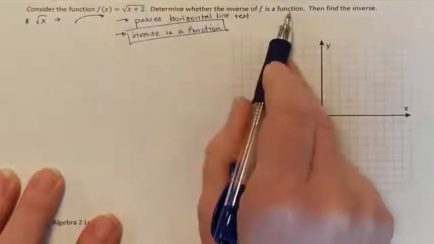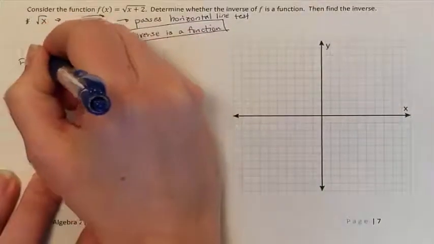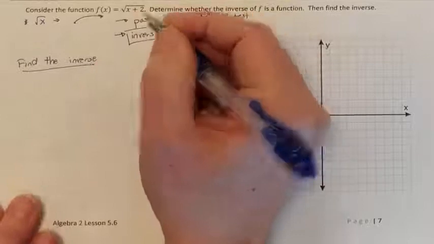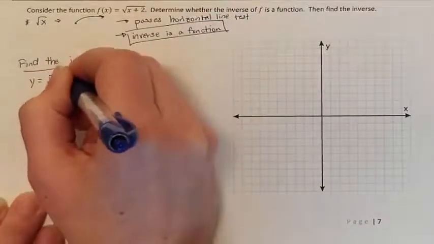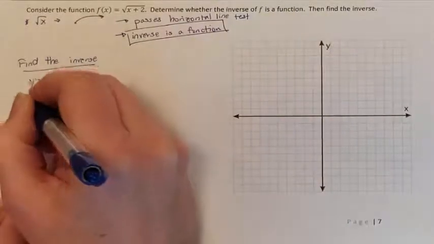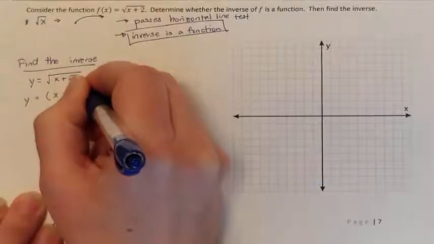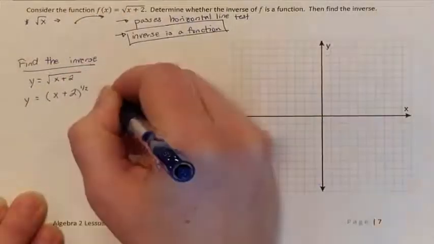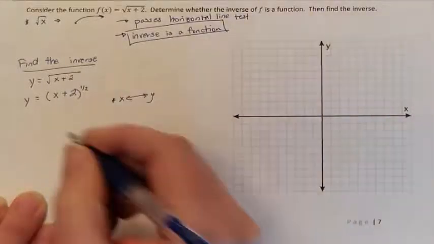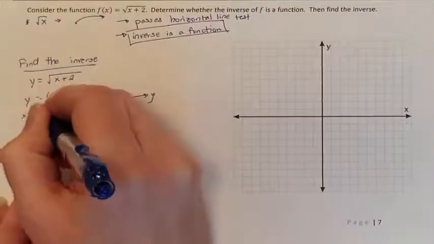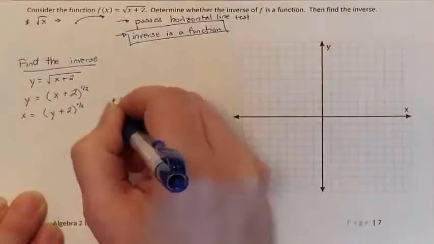So to determine whether the inverse would be a function, I did that. Now I need to find the inverse. So my original problem is y equals the square root of x plus 2. I'm going to rewrite that as an exponent so I can see it. So I still have my original function. To find the inverse, we need to switch our x's and our y's. So here is me starting to find my inverse, and now I need to solve for y.